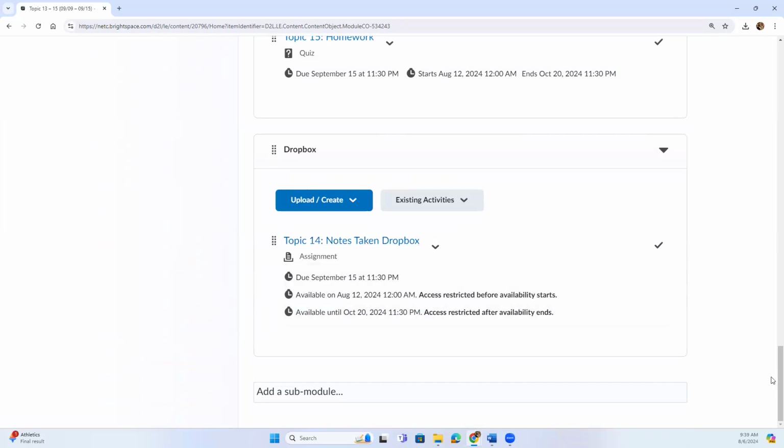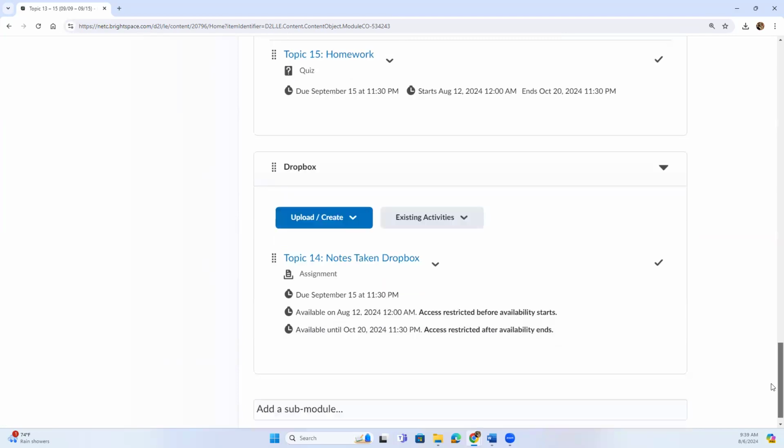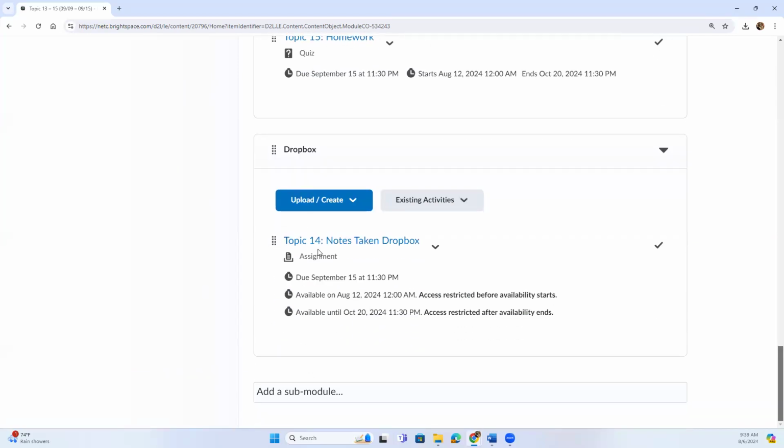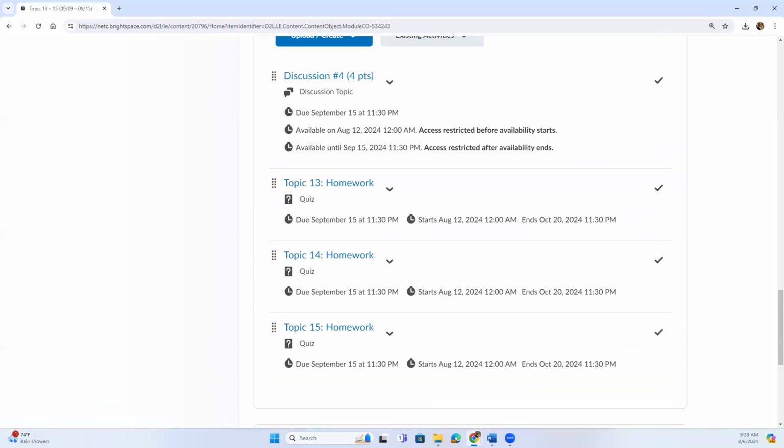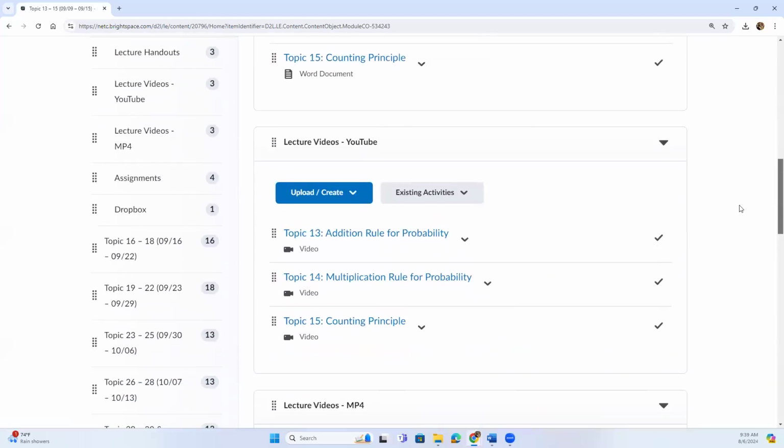And make sure you handwrite your notes. If you type the notes, you will not receive full credit for that graded assignment. So make sure all the notes that you take are handwritten.